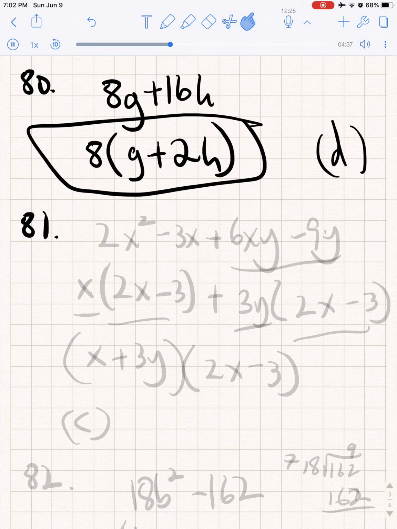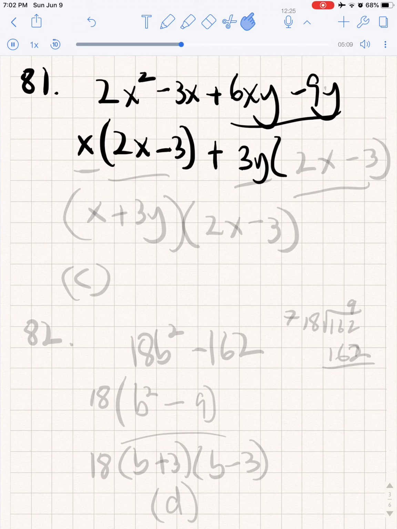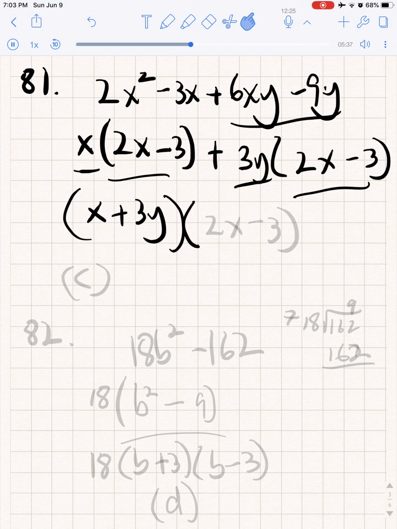81. 2x squared - 3x + 6xy - 9y. Factoring is the most important thing in Algebra 1. So, we pull out what we can from the first terms, which is going to be x: x(2x - 3), plus we pull out what we can from these two terms. It's going to be 3y, and if I pull out 3y from the third term, I get 2x. If I pull out 3y from the fourth term, I get negative 3. You see how they're both the same? So now we can make the new groupings. (x + 3y) is the first one. And the one that's duplicate is the second one, (2x - 3). So that one is choice C.